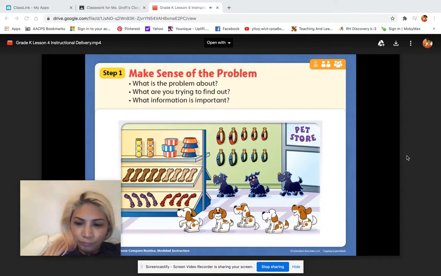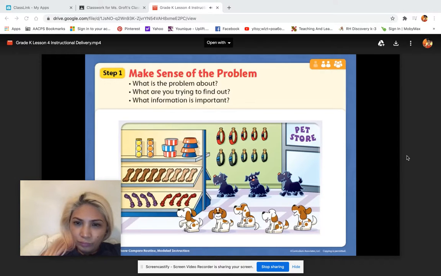I will read this problem to you one more time. And the question we are going to answer is, what are we trying to find out? There were 5 spotted dogs in the pet store. 3 black dogs came into the pet store. How many dogs are in the pet store now? What are you trying to find out? If you said how many dogs are in the pet store, you are right. We are trying to find out how many dogs are in the pet store now.